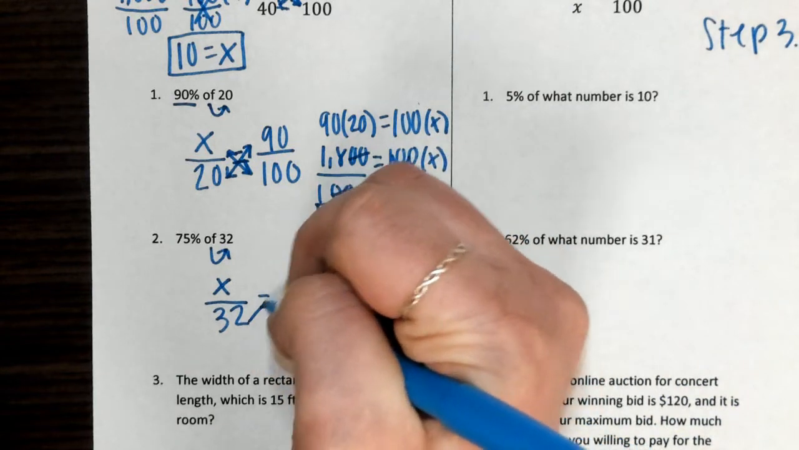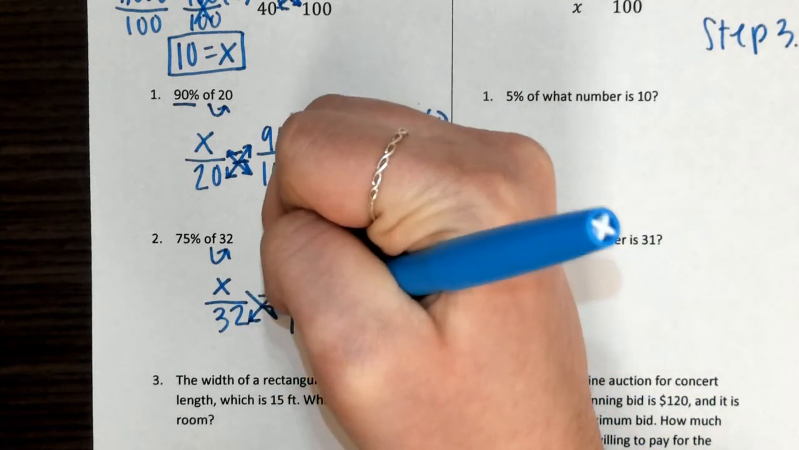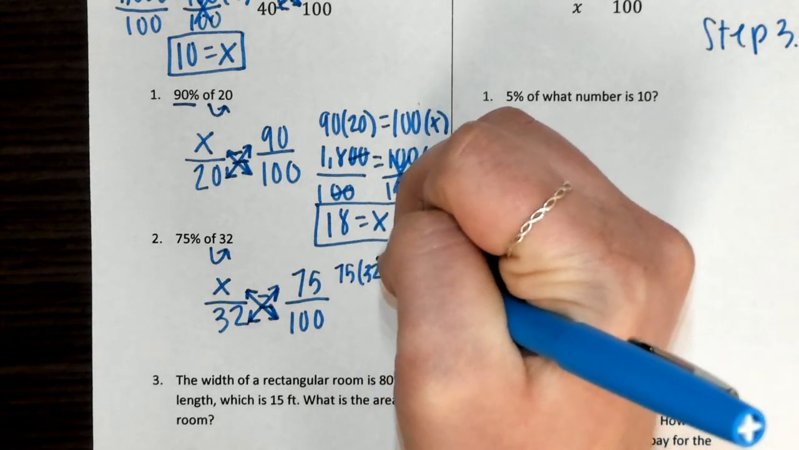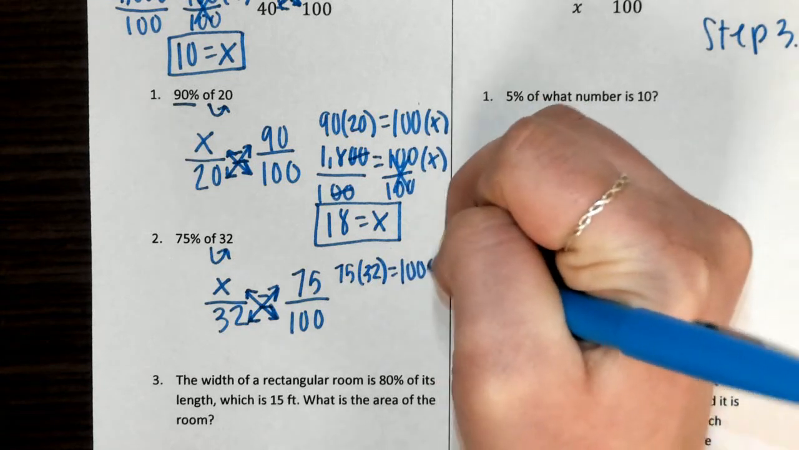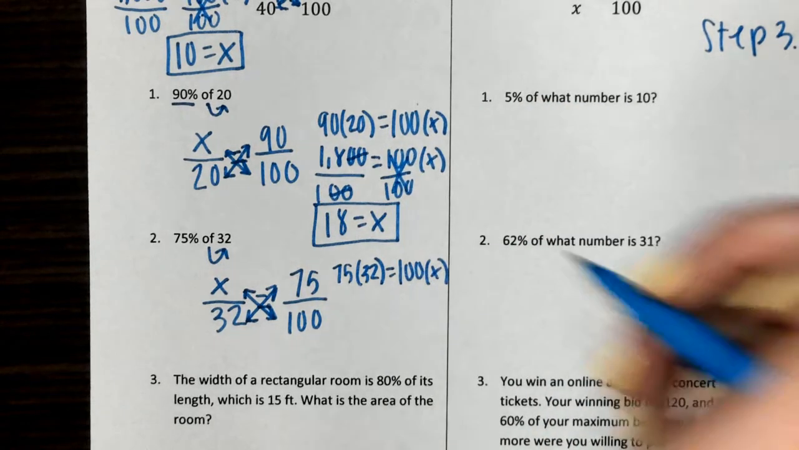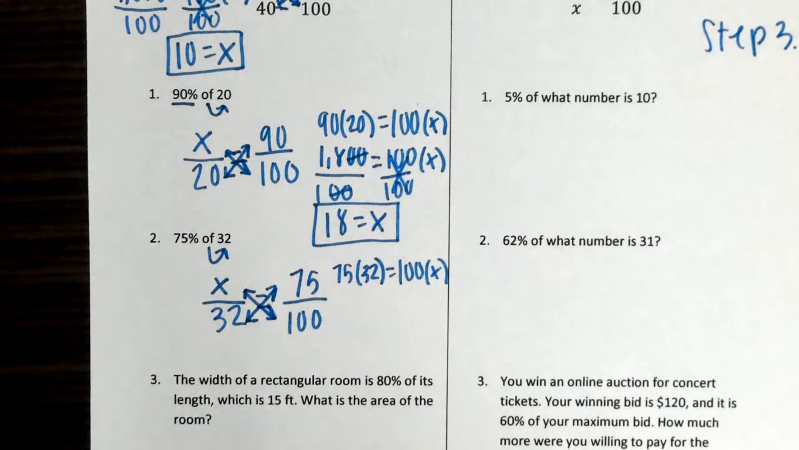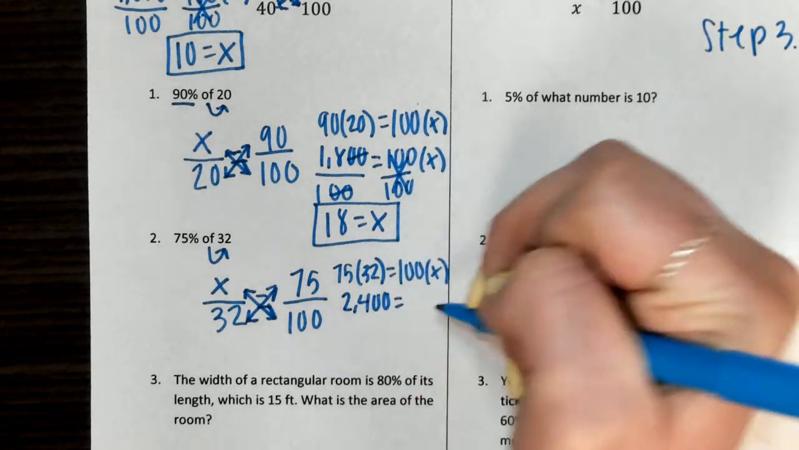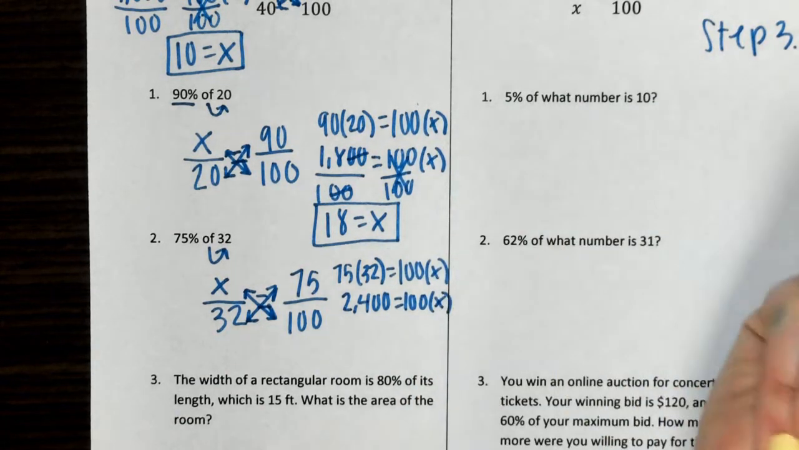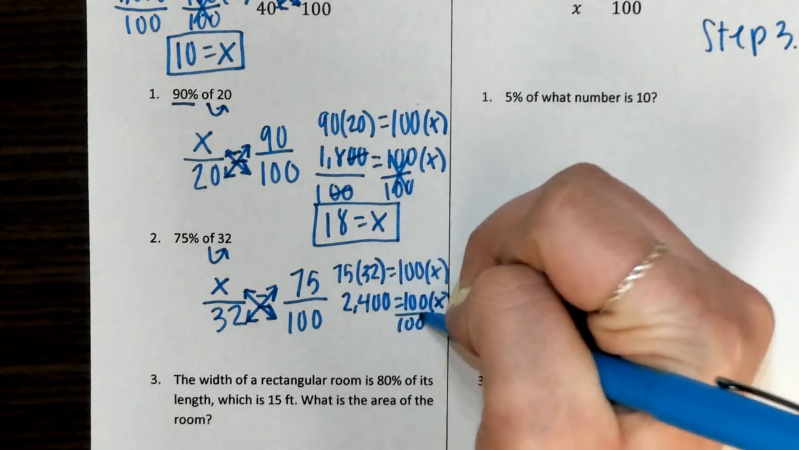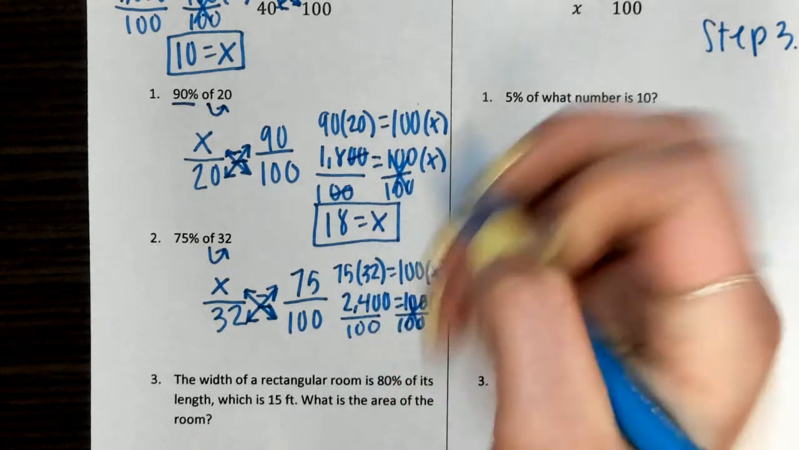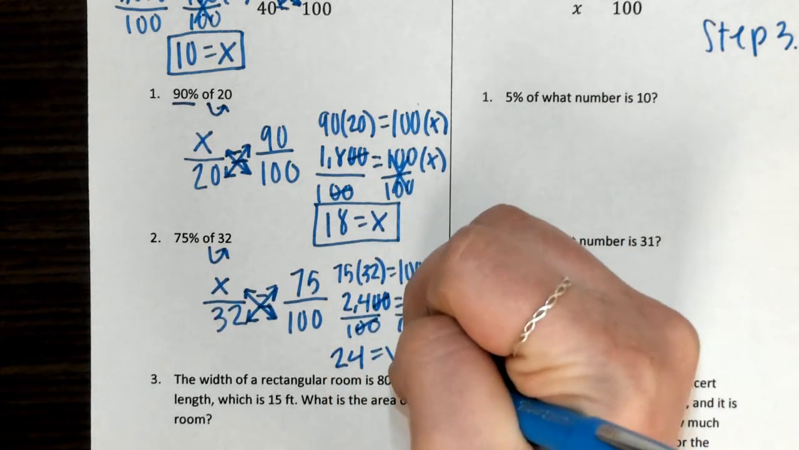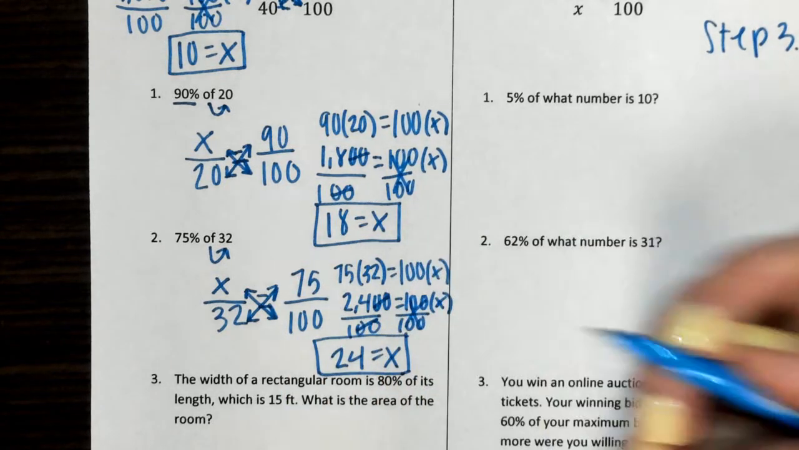So I'm going to cross multiply. I do 75 times 32, and 100 times x. So 75 times 32 equals 100 times x. Okay, so 75 times 32 is 2,400. And that equals 100x. I need to get x by itself, so I'm going to divide 100 on both sides. I'm going to cancel out the zeros, and I have 24 divided by 1, which is 24. And that's my final answer for that question.